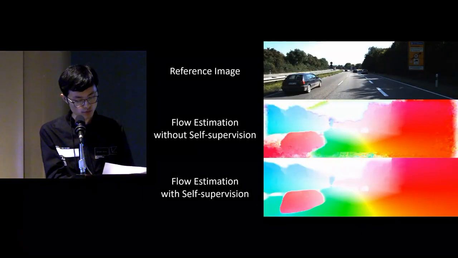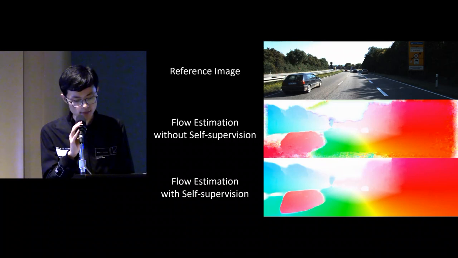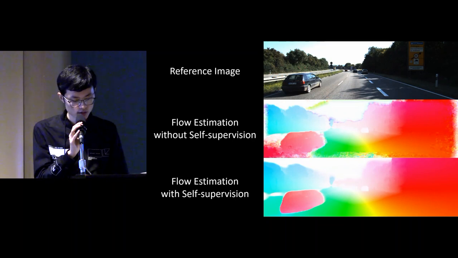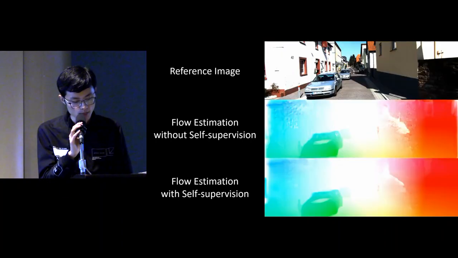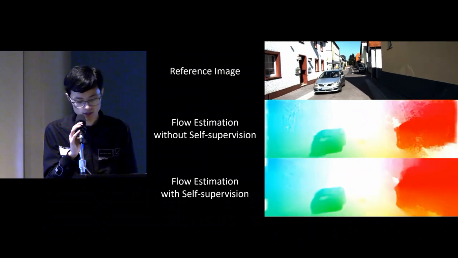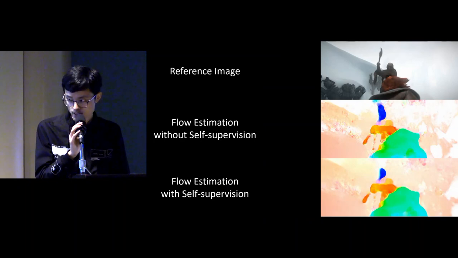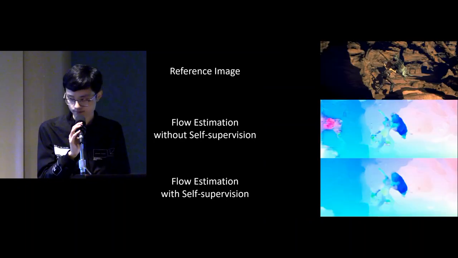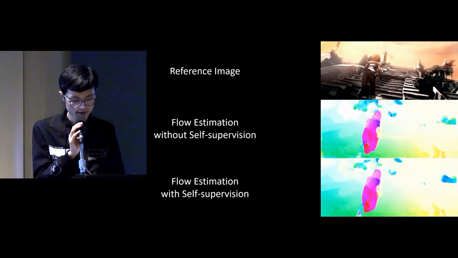Next, I will show you some qualitative results. First, I want to show the effect of our self-supervision strategy. When self-supervision is not applied, the estimated output flow looks noisy. It is because the NOC model lacks the ability to predict the optic flow for occluded pixels. After applying supervision, the results are much smoother. These are results from the KITTI datasets. This is a video comparison. These are results from the Sintel dataset. This is also a video comparison.